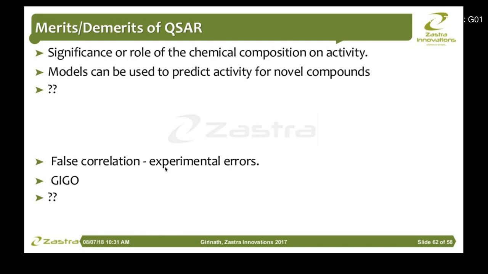And then coming to false correlation, of course, there will be experimental errors also. So keep in mind, you might have done everything, but there might be false positives. That might be because of experimental errors also. We really don't know. Sometimes from a statistical point of view, you will be able to find what the experimental errors were. There are papers reported where, when they did QSAR, they found that there were some experimental errors. And the main thing, GIGO, garbage in, garbage out.